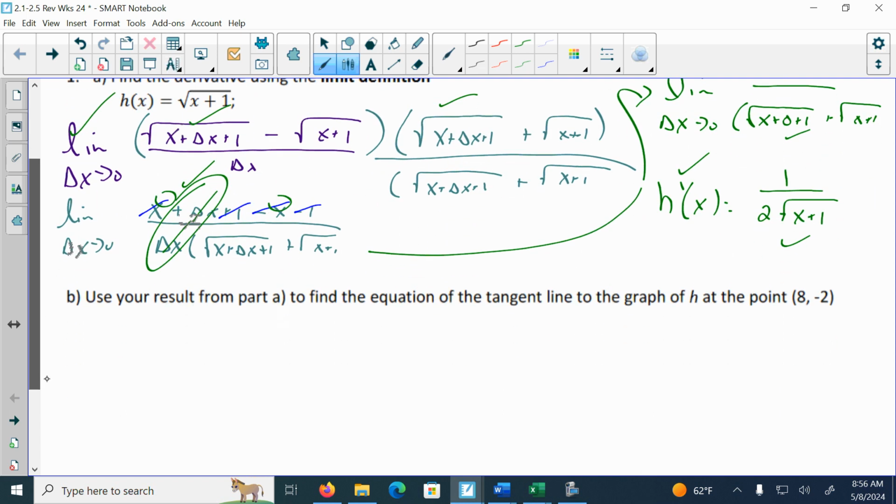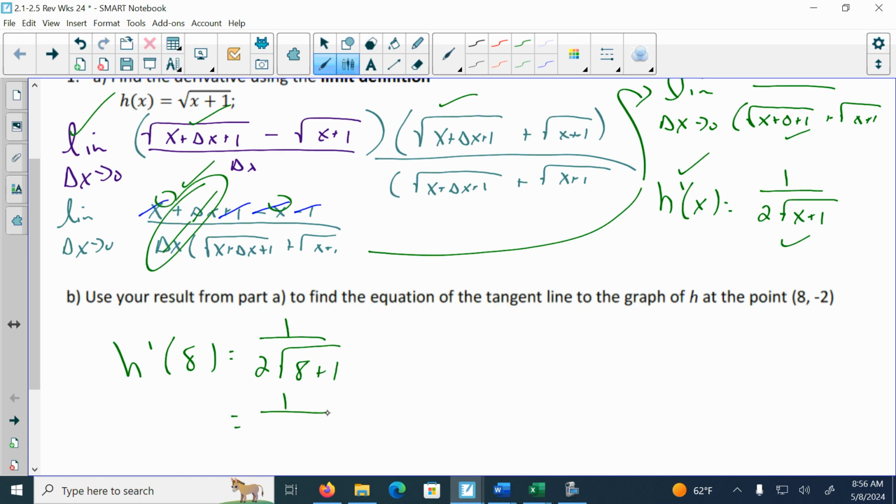All right, use the result of part A to find the equation of the tangent line at point A, 8. So I'm going to put 8 in for my x in the derivative. So I'm going to have 1 over 2 times the square root of 8 plus 1. So it's going to be 1 over 2 times the square root of 9. So the square root of 9 is 3. So this is going to be 1/6. So my slope is 1/6.